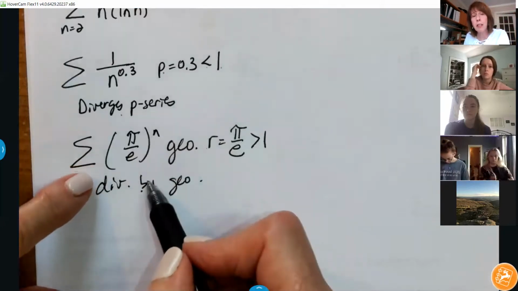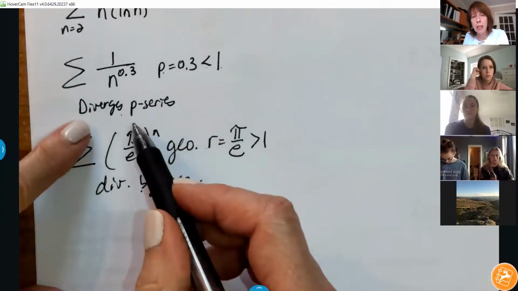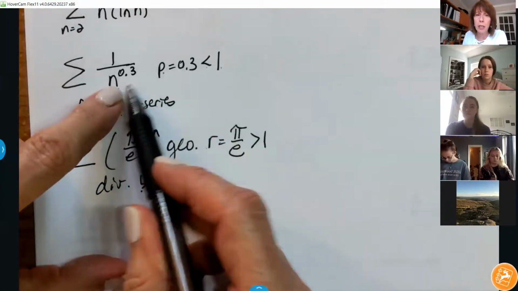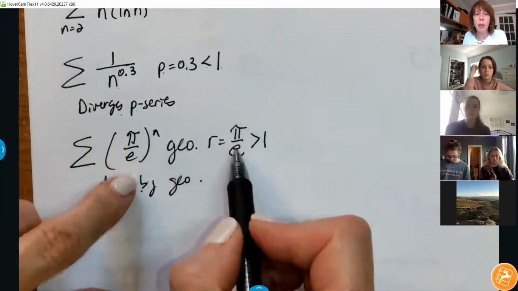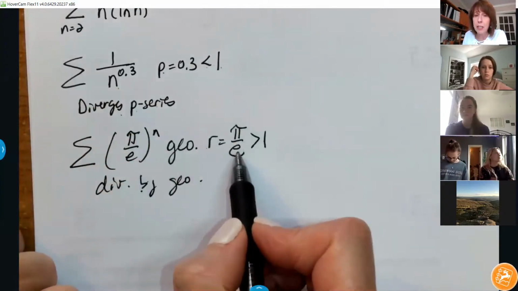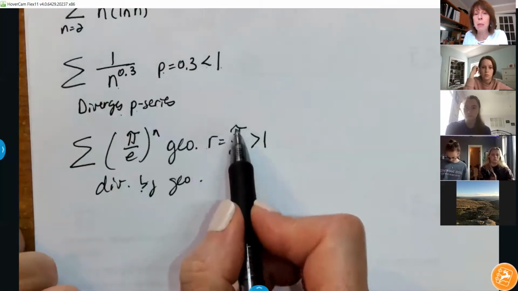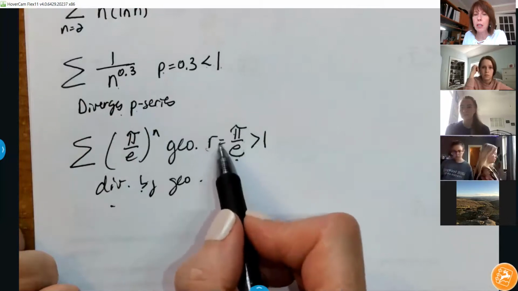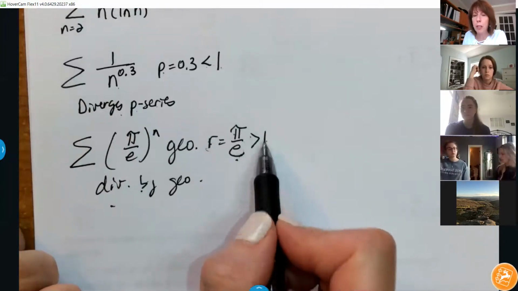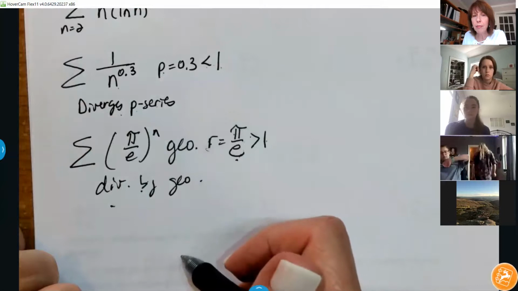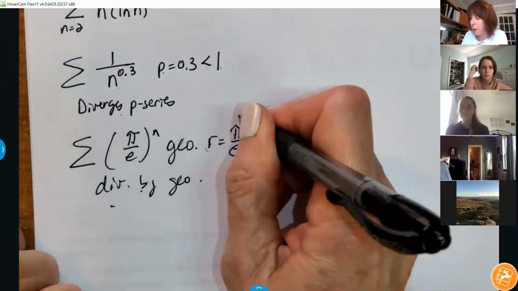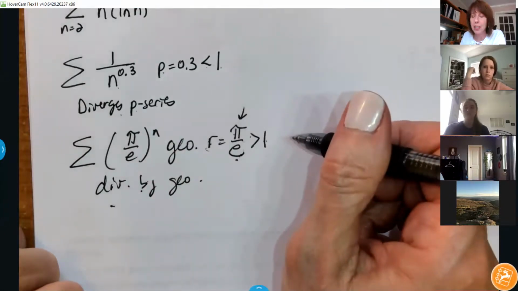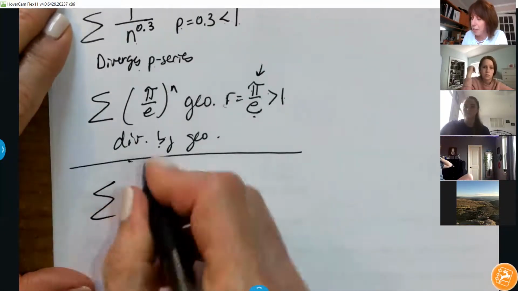So the way I think of that in my mind is with the P series, it's the denominator that is weak. For this one, the denominator is still weak, right? Compared to pi, the denominator is weak, so we're going to diverge. So if the denominator is weak, then R is bigger than 1. Another way to think of that is the top is strong. If the top is strong, we diverge. Anyway, okay, what about this one?